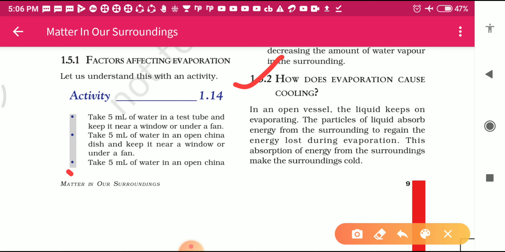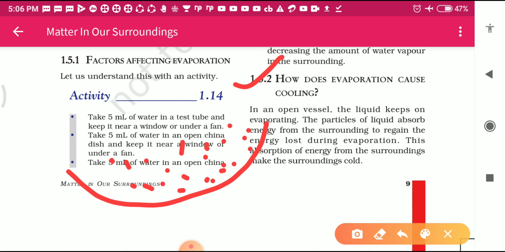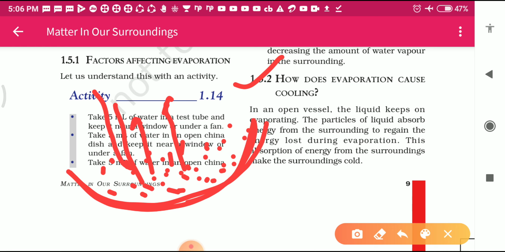Students, see here, this is your china dish, and in this china dish, water is present. But this water slowly converts into water vapors, or we can say that slowly evaporation takes place. For evaporation we need heat. Then this china dish can take the heat from the surroundings.